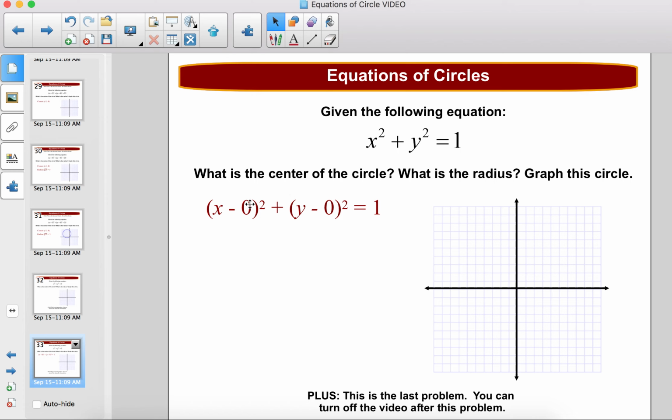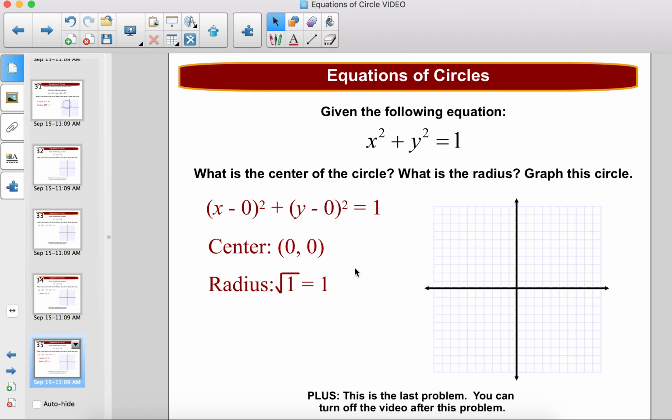The center is 0, 0. Right? It's this number and this number. The opposite of those. -0 becomes +0. Negative becomes positive. The radius, what squared is 1? Well, that's actually just 1. A lot of you might think a half, but that's by multiplying, not square rooting. So what squared makes this number? That would be the square root of 1, which is in fact 1. So really tiny graph on this one. Sorry about that. 0, 0 is the center, and we go up 1, over 1, down 1, over 1.